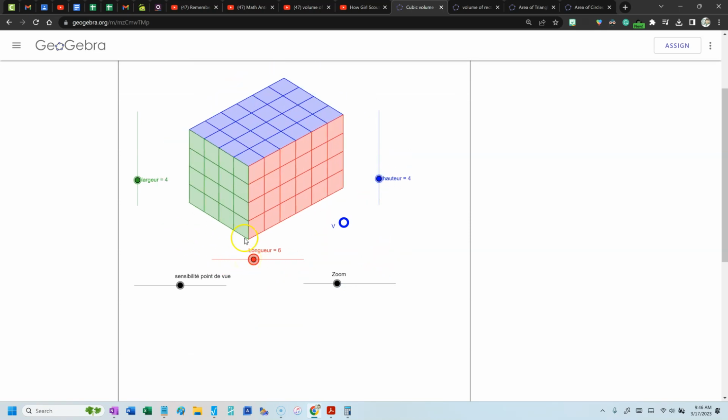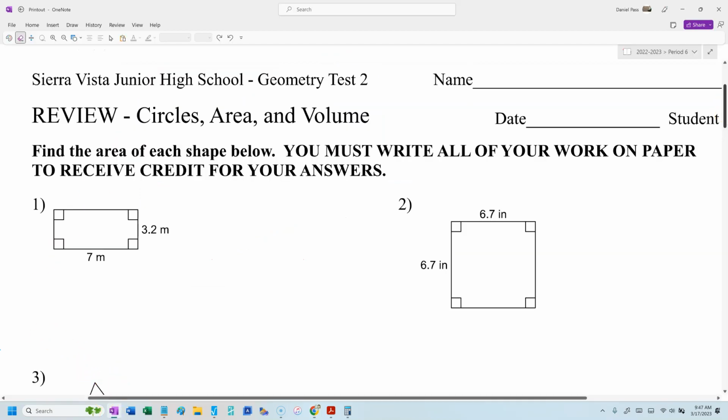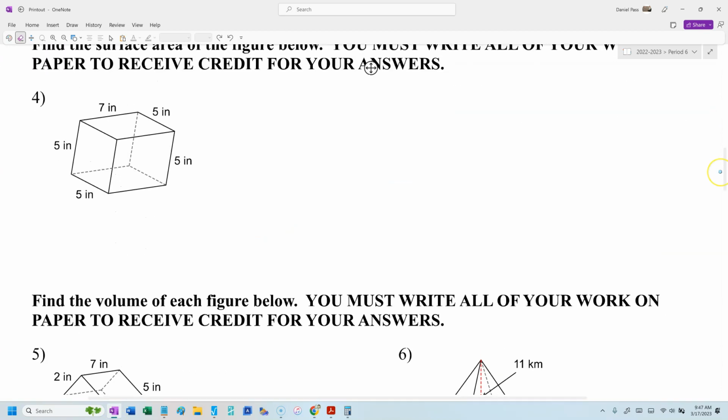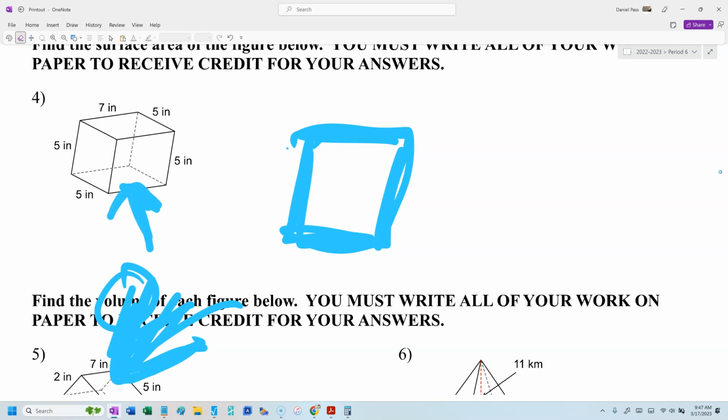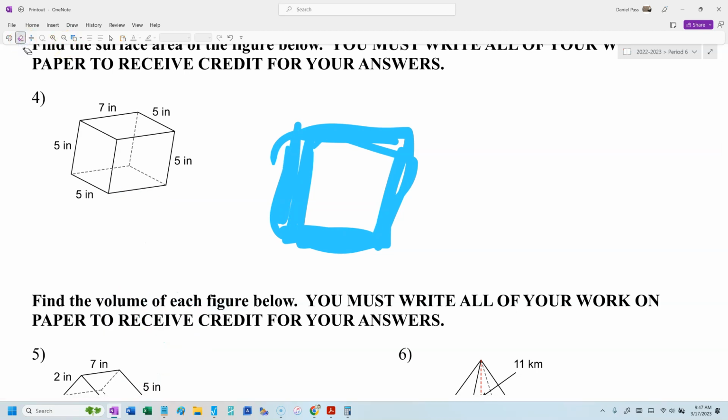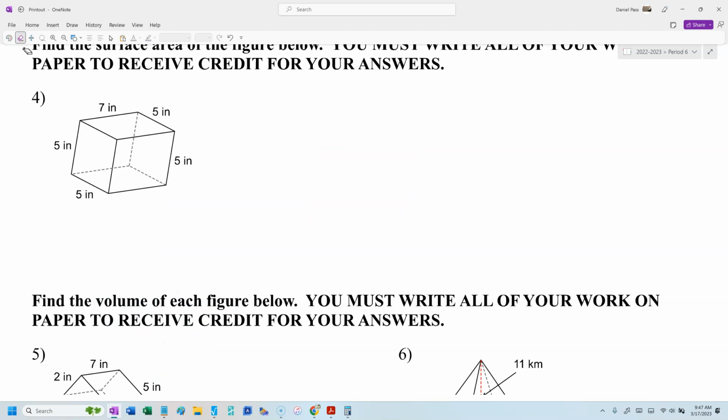Now that's for volume. Surface area is a little different. It's kind of like perimeter. So we're going to have a problem on surface area. Surface area is kind of like perimeter. It's only the outside. It's not the inside. So this is kind of like volume, which is the area inside. And this is surface area, which is only the outside, kind of like perimeter was when we first learned our area and perimeter of two-dimensional figures.